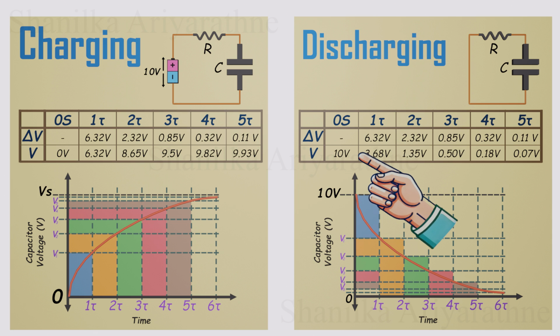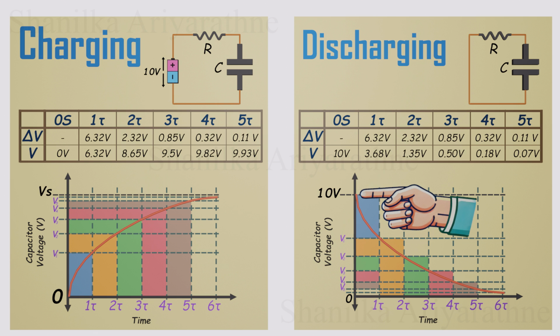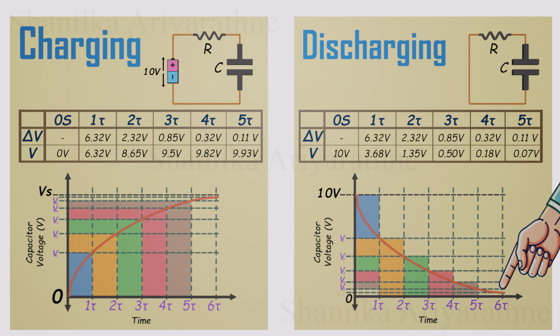In the discharging case, it's the same story in reverse. If the capacitor starts at 10 volts, after 5 time constants, the voltage drops to about 0.07 volts. Very close to 0, but again, not exactly 0.